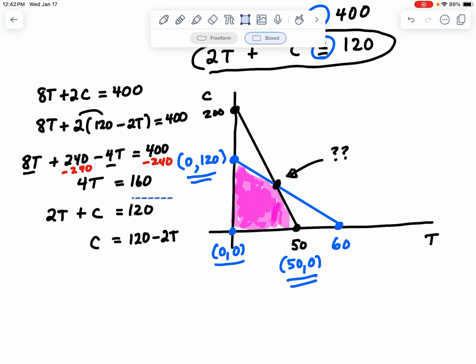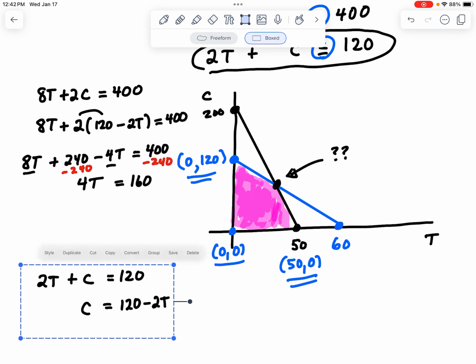And then I just need a little more space. Hold on. I just need a little more space. Let me move that down.